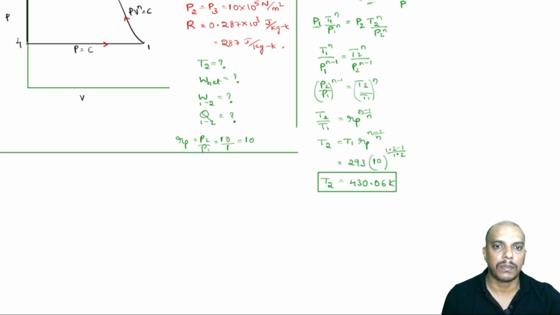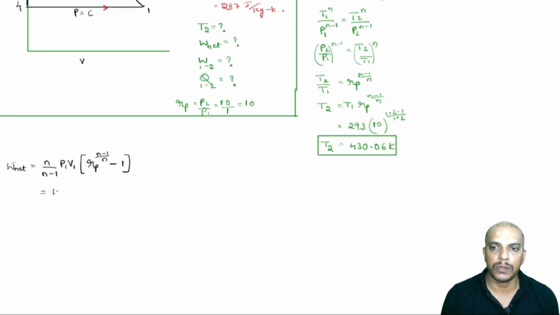Let us go to the second part of the question. Now the second part is W net. I think we have derived the W net equation for the case without clearance volume. Now W net is equal to n by n minus 1 P1 V1 into Rp power n minus 1 by n, minus 1.